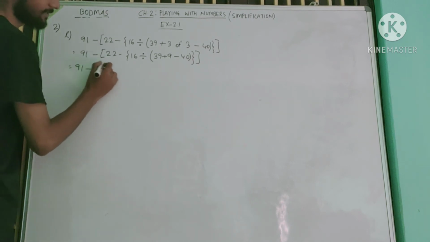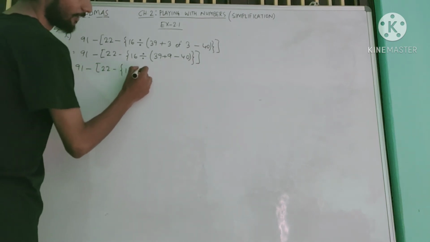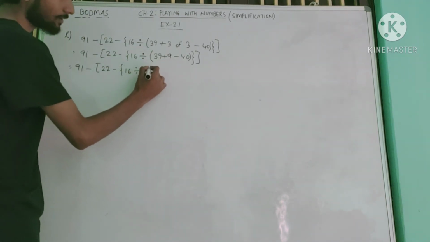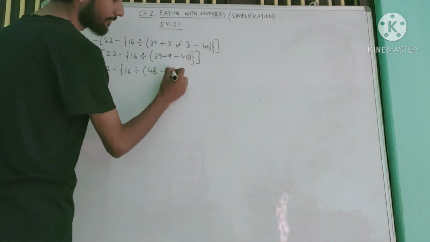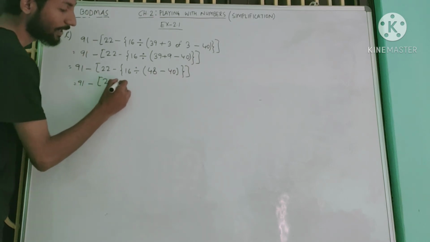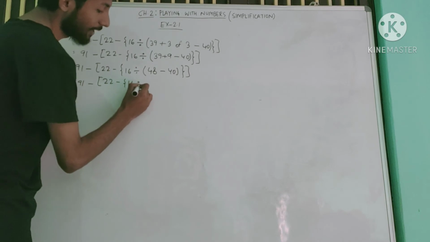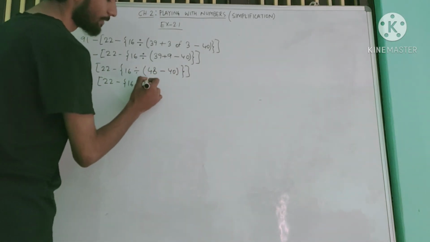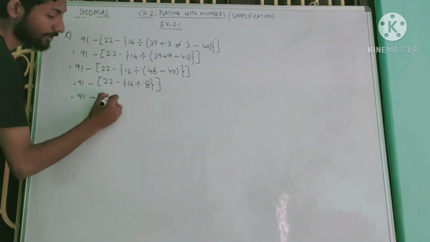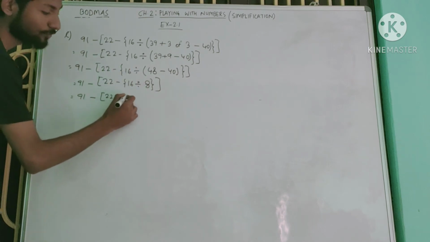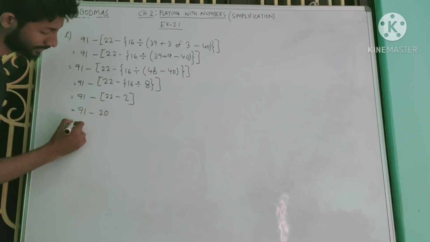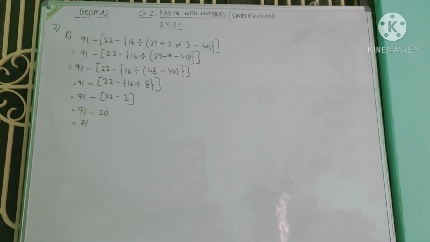After that we can see 91 minus 22 minus 16 divide. Now 39 plus 9 will be 48 minus 40. Now after that 91 minus 22 minus second bracket 16 divided by, now first bracket will be open, then it will be 8. Now 91 minus 22 minus 16 divided by 8 is 2. So 91 minus 22 minus 2 is 20, which means 71 will be the answer.